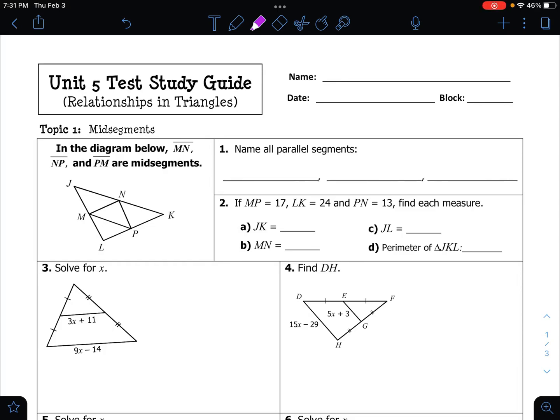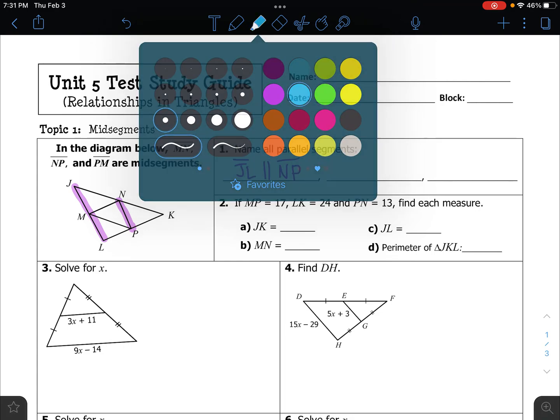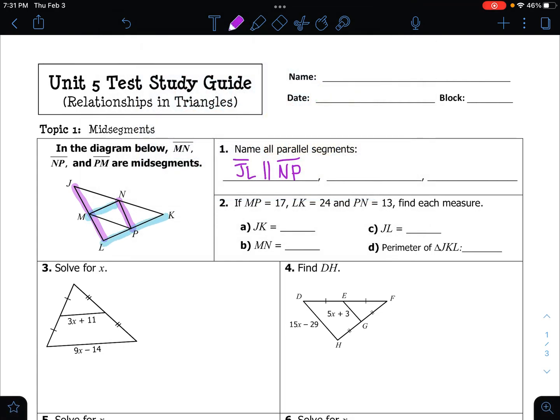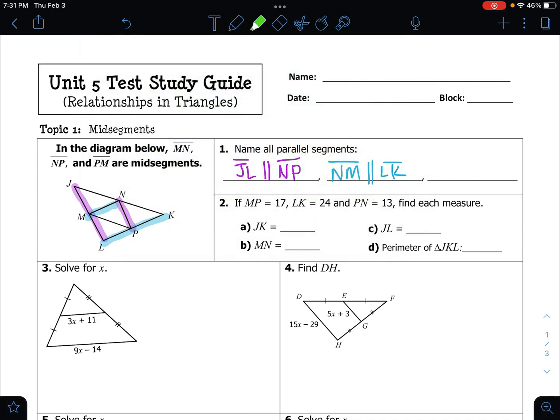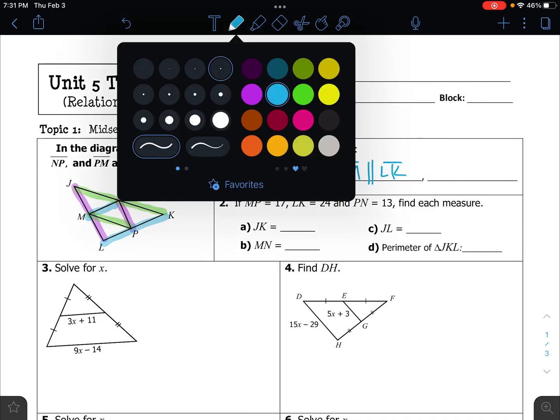Number 1, name all parallel segments. The parallel segments are two segments that are facing the same direction, even though they are not the same size. That's okay. We have JL is parallel to NP. We then have MN and LK. And last but not least, we have JK and MP.